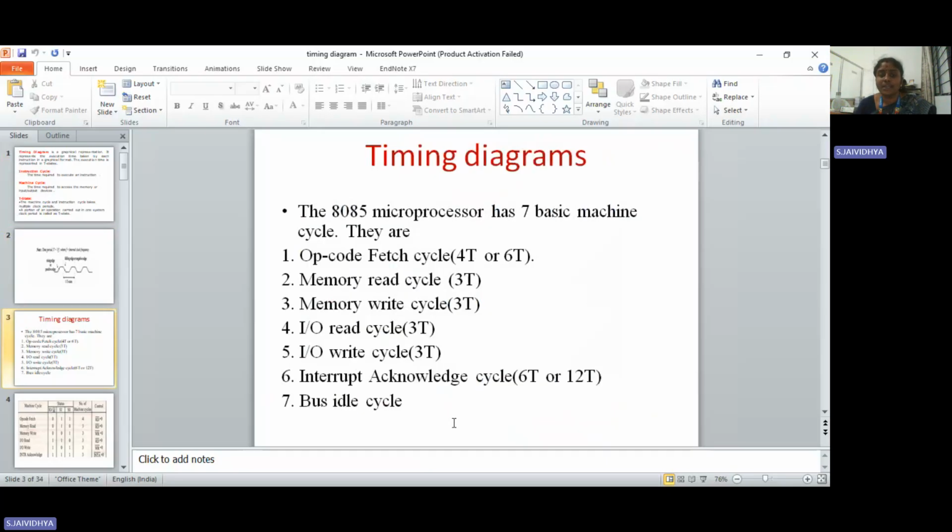In the timing diagram, various machine cycles are available. The 7 basic machine cycles are the opcode fetch cycle, which consists of 4 T states to 6 T states. The next ones are the memory read cycle, memory write cycle, input output read cycle, input output write cycle, the interrupt acknowledgement cycle, and the bus idle cycle.